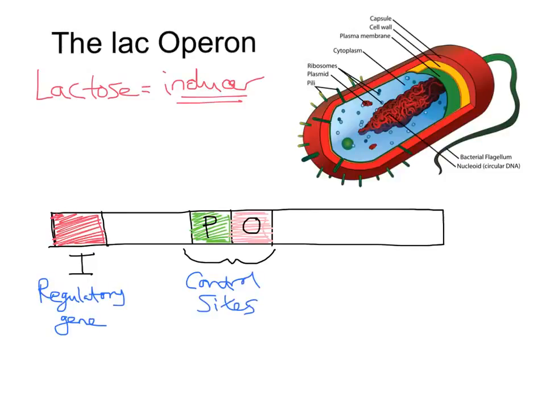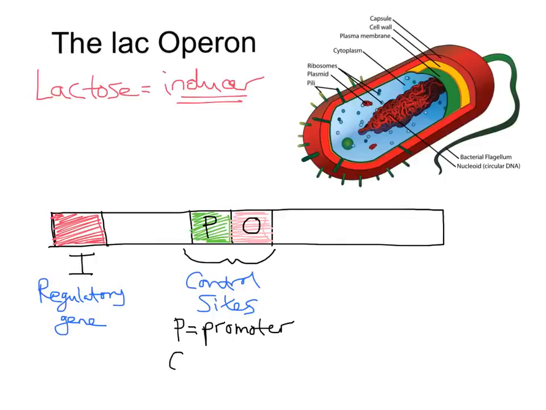Now the P, if we just take these separately, the P region is known as the promoter. And the promoter is essentially the RNA polymerase binding site. It's a starting point for transcription of the genes in an operon. So that area P that I've labelled is where RNA polymerase is going to bind. And you might remember that RNA polymerase, when it binds to a section of DNA, initiates transcription.